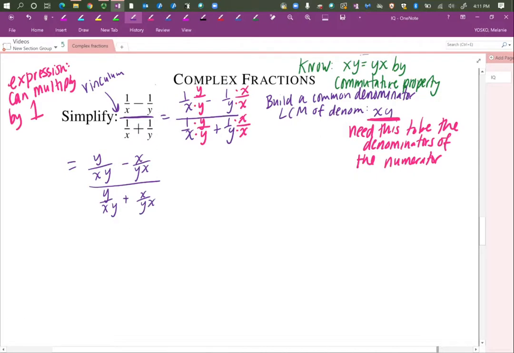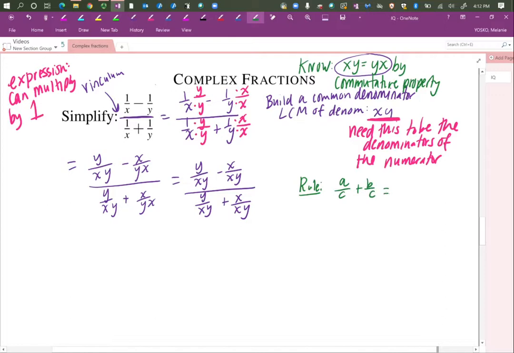And we said earlier that xy and yx were the same thing. So I have y over xy minus x over xy, and I have y over xy plus x over xy. And we have this super fun rule that says if you have a over c plus b over c, if they have the same denominator, a common denominator, you rewrite the denominator and combine the numerators. If you notice, these denominators are the same.